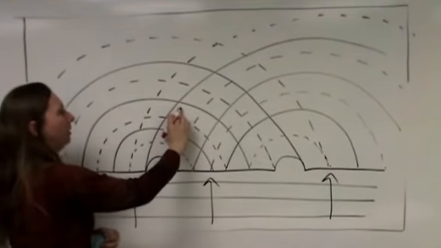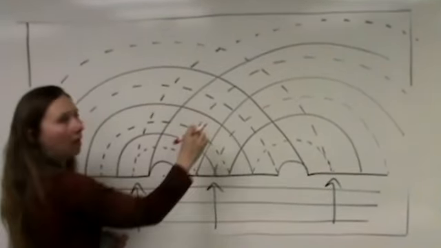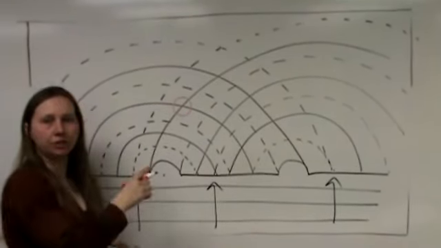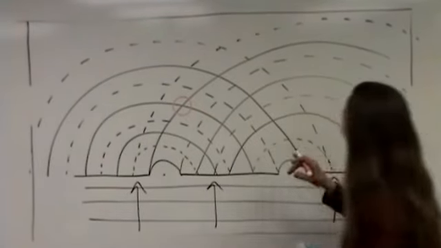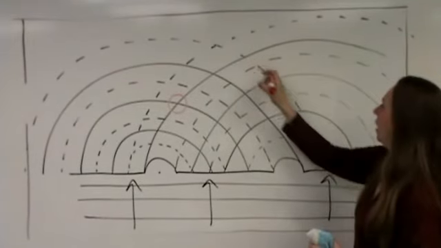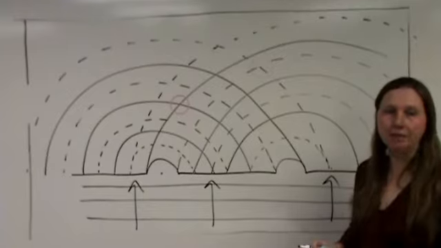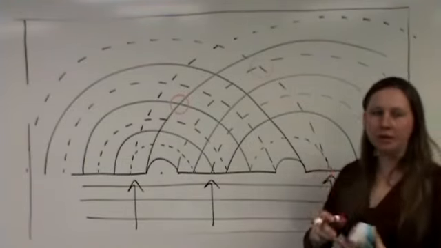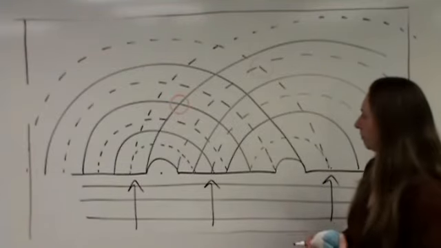Now, here, for example, we have a solid line, which represents a crest, and another solid line, meeting. Since this is crest to crest, this is an example of constructive interference. Here, for example, we have a dotted line, which represents a trough, and another dotted line, which represents a trough. We have two troughs. Again, an example of constructive interference. Crest to crest or trough to trough results in constructive interference.